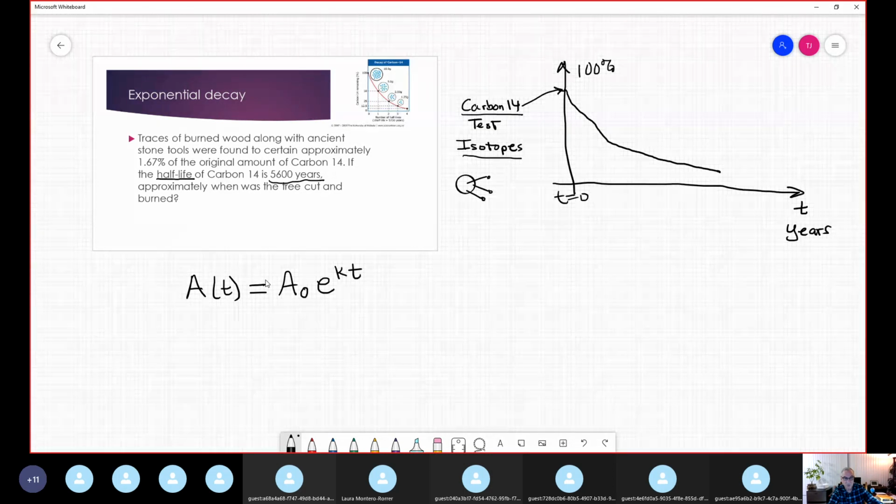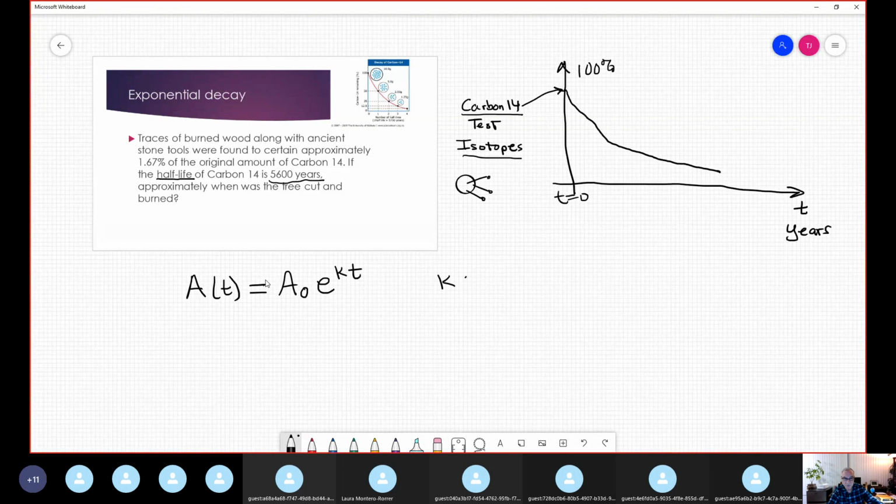What's the problem? It's the same formula, professor. No, because in this case, k is negative. When you compute k, I guarantee you that you get a negative number, because it's a decreasing function. So this curve is a decreasing function.